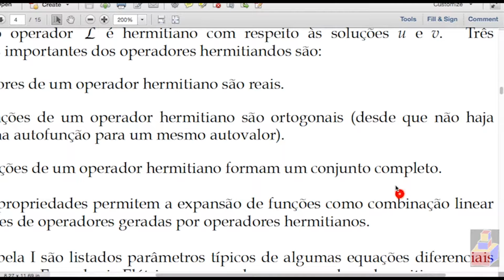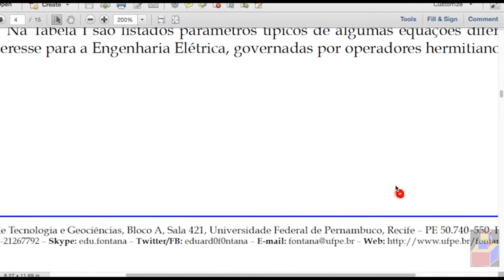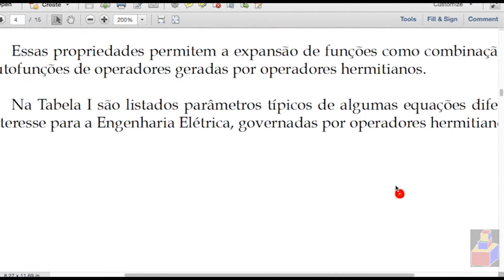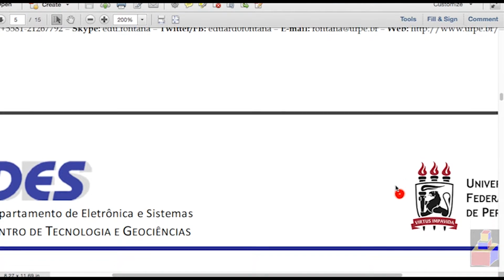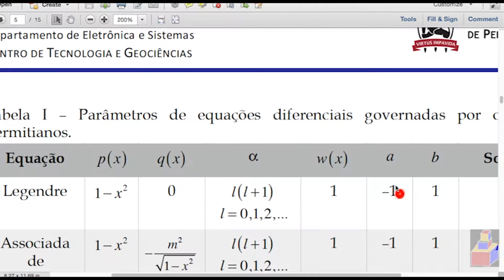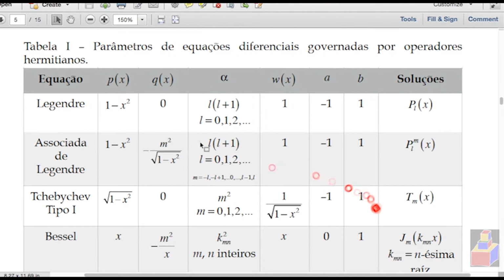We are going to see what a complete set is. So we are going to define what is a complete set. This is an important concept too. In this table, we have some typical functions that we find in physics, electrical engineering and engineering in general. These are the parameters that appear in the operator, the domain, the weight function, and so forth, and eigenvalues.